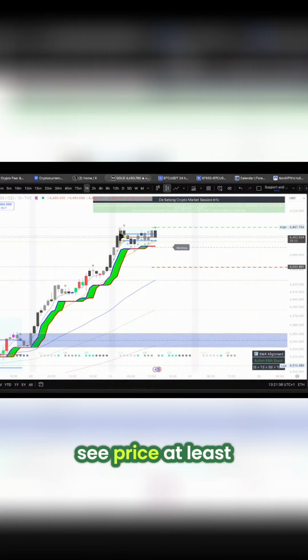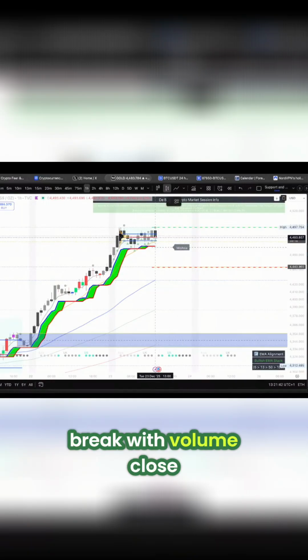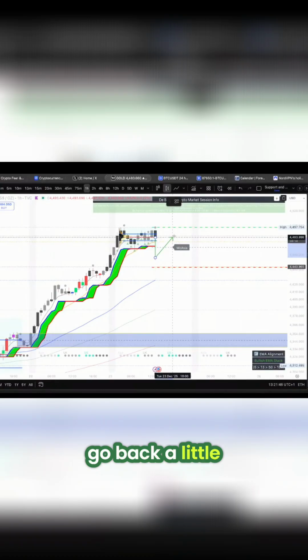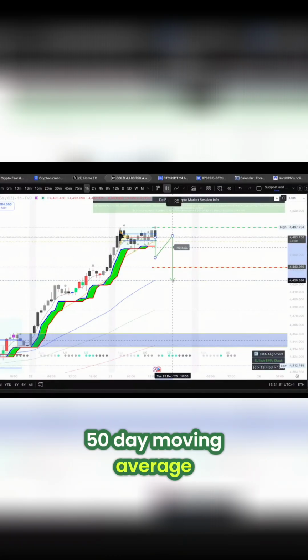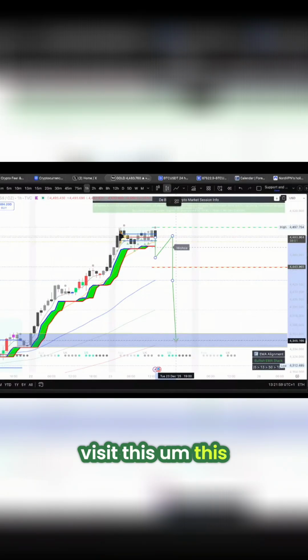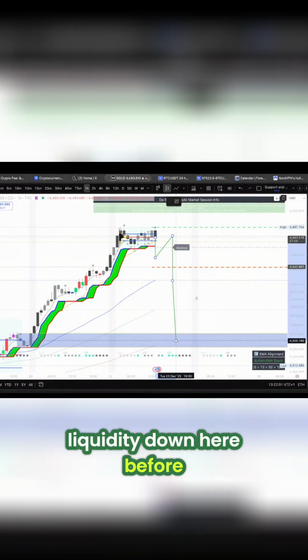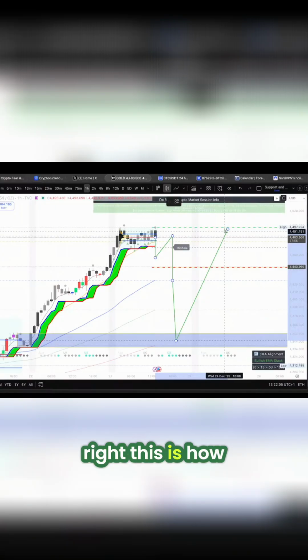I want to see price at least do something like this: break with volume, close below the alpha trend, go back a little bit, then drop towards this 50-day moving average. If this is the case, then I'm going to confirm that we are going to at one point visit this liquidity down here before continuation back towards that area. Right, this is how I want to see my price move.